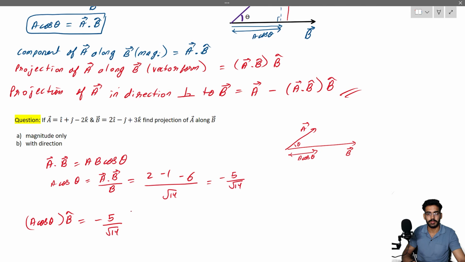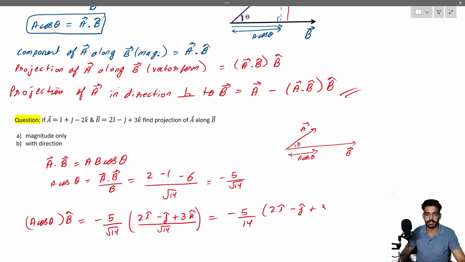And b cap, what can I write? 2 I cap minus j cap plus 3 k cap divided by root 14, okay. So that is -5 by 14 and 2 I cap, you can multiply inside also, that is your choice, minus j cap plus 3 k cap, okay. This is your with direction projection, okay.